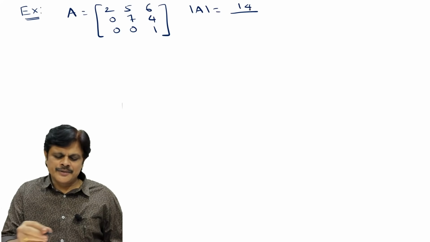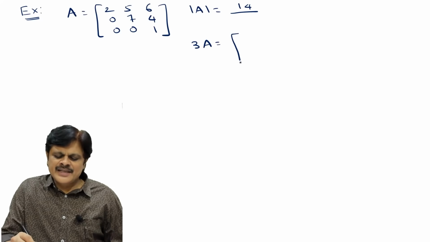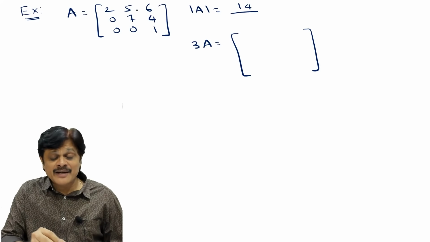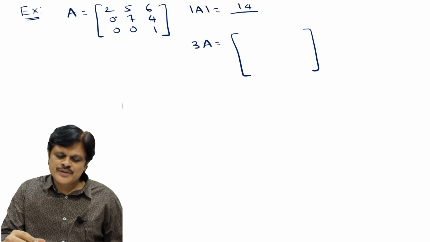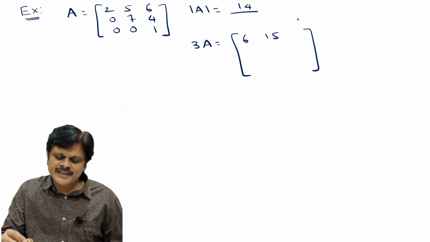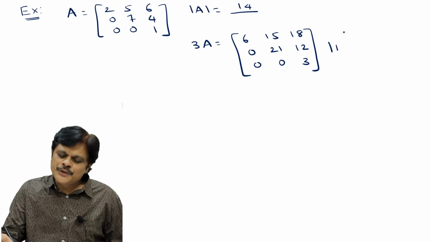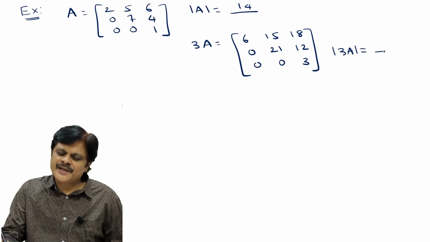Now what I do is I multiply this matrix with 3. That is, I get a new matrix 3A. So you have to multiply every element with 3. It's not multiplying a row or a column, it is multiplying every element with 3. So 3 2s are 6, 3 5s are 15, 3 6s are 18, 3 zeros are 0, 3 7s are 21, 3 4s are 12, 0, 0, 3 1s are 3. What is the determinant of this new matrix 3A?